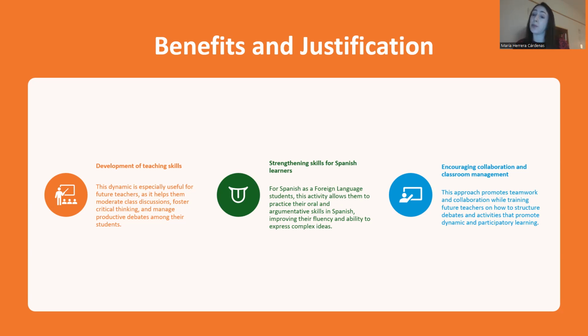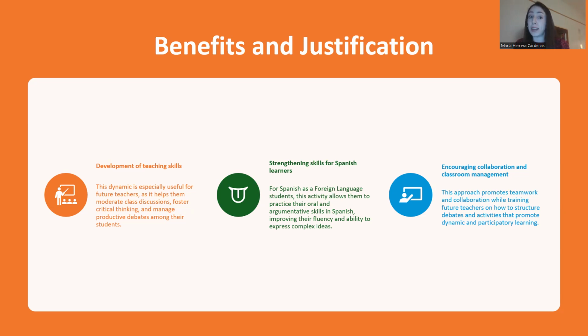But it's important to consider the target audience we are addressing here. And then there would be the strengthening of skills for Spanish learners. Here, for Spanish as a foreign language students, this task is crucial since it allows them to practice their oral and argumentative skills in Spanish. And also, it helps them improve their fluency and their ability to express more complex ideas.